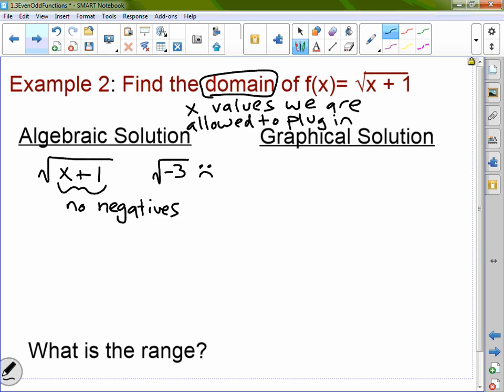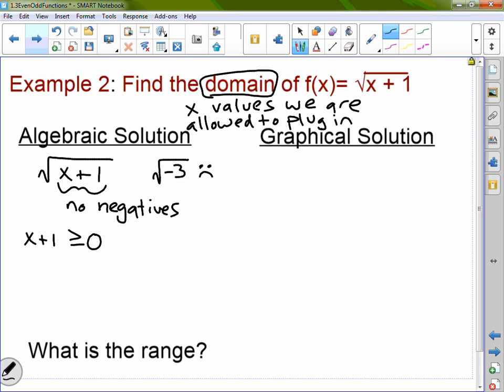So when we talk about domain, we can say x can be anything as long as the inside doesn't become negative. And there's a way to solve that. We can say, well, the inside, this x plus 1, is supposed to be positive, which we can say it needs to be 0 or more.